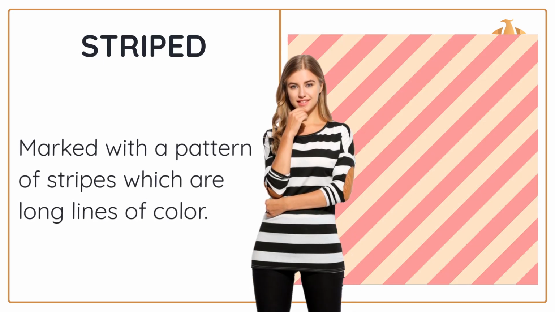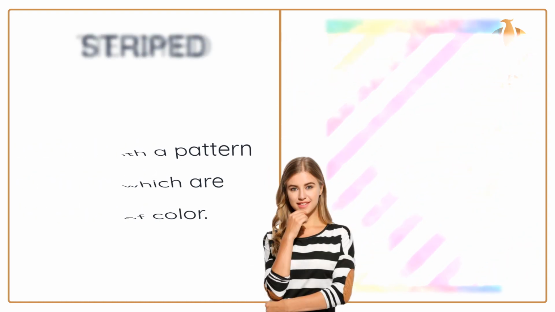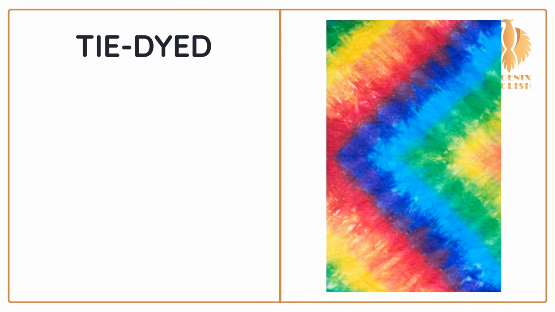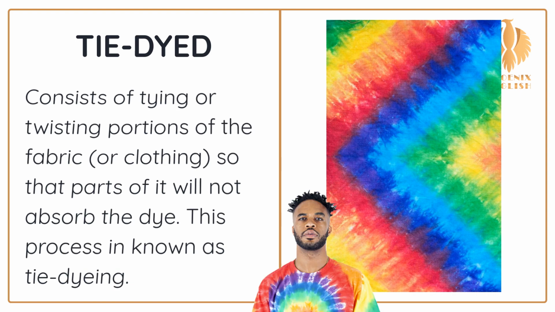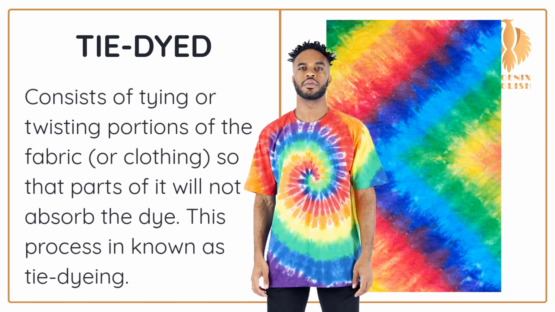Striped. Marked with a pattern of stripes, which are long lines of color. Tie-dyed. Consists of tying or twisting portions of the fabric or clothing so that parts of it will not absorb the dye. This process is known as tie-dyeing.